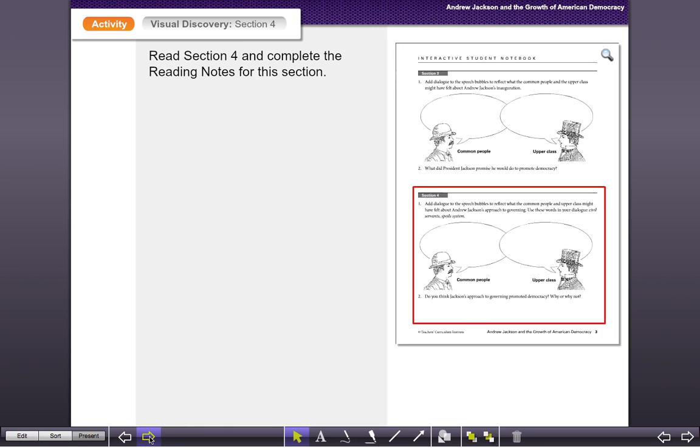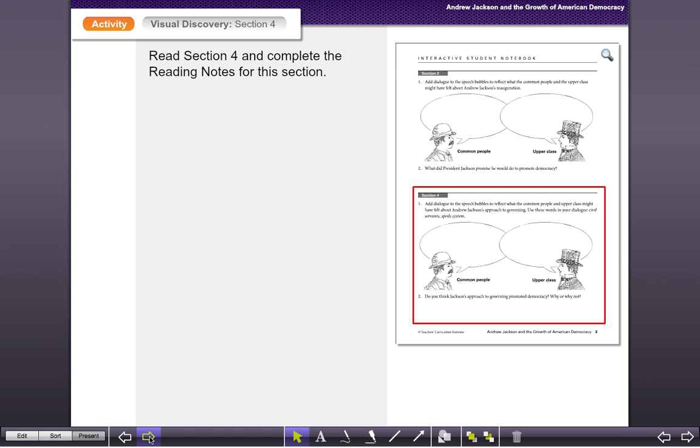What I want you to do is read through Section 4 and complete the reading notes. You're going to notice here that you're going to add dialogue to the speech bubbles to reflect what the common people and upper class might have felt about Andrew Jackson's approach to governing. You're going to want to use the words civil servants and spoils system. So you're going to do it from the point of view of the common people and the upper class. Think about who his supporters were and who his detractors were, the people that didn't support him, his opponents.